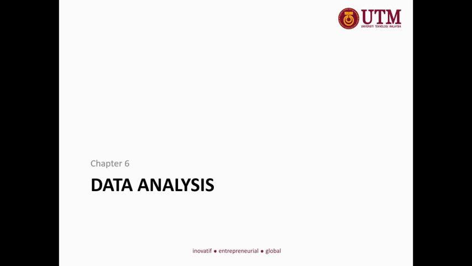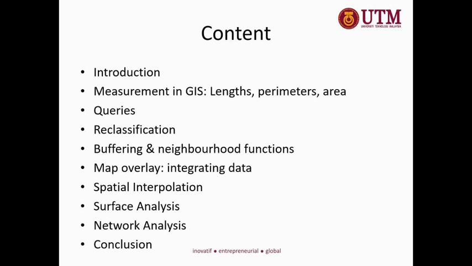Chapter 6 is data analysis, spatial data analysis. This is the content of this topic. First we will make some introduction, and then we will go to the first analysis in GIS, which is measurement. We can measure the length, the perimeter, and also the area. Then we will do queries. The second analysis is queries, where we will cover both attribute analysis and spatial analysis.